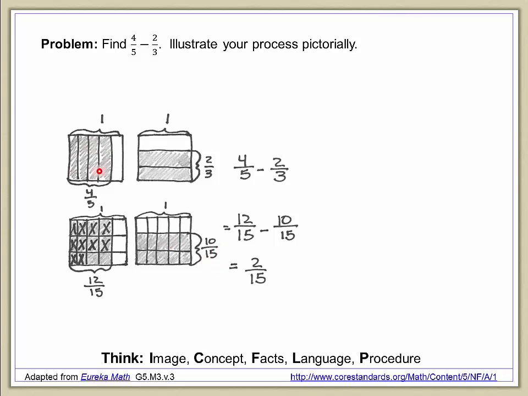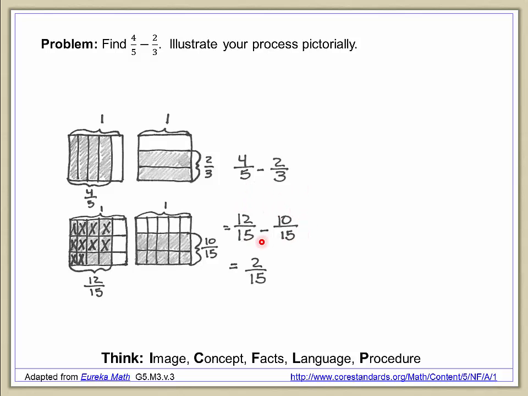And the student has wisely chosen to use vertical divisions here and horizontal divisions here so that they can represent each of these with common units, which they say, as indicated, are 15ths. In the case of the 4/5, ignore the x's right now for a minute. The 4/5 is represented by these 1, 2, 3, 4 rows, each of which has 3 cells in it. So we have 12 15ths for 4/5, and then our 2/3 is represented by these 2 rows of 15ths, which is 10 15ths.